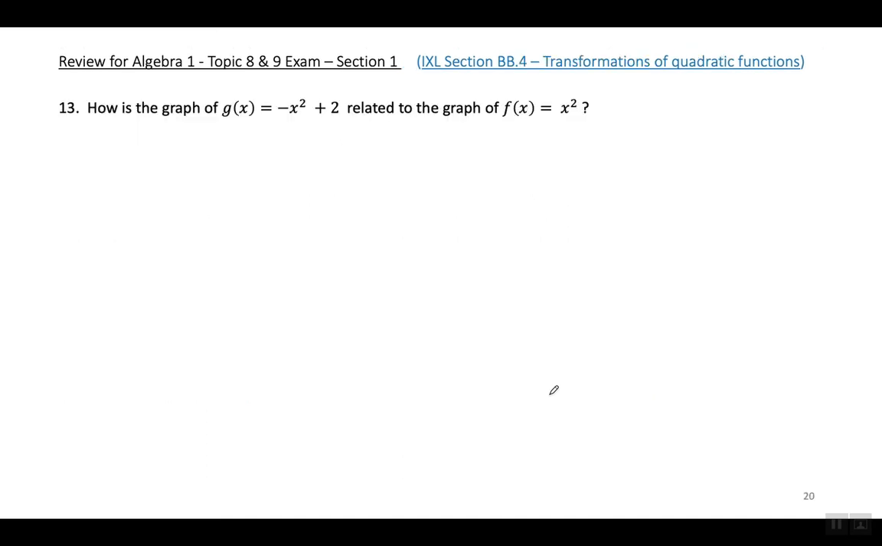Next question. Number 13. Okay, number 13, we did an IXL on that. BB4, transformations of quadratic functions. The question is, how is the graph of g of x equals negative x squared plus 2 related to the graph of f of x equals x squared? Remember that I've gone over this and I said this is the parent function. If you add a number to it, it moves it up or down, and that's what this is doing. It's moving it 2 units up. And if you put a negative sign here, it's reflecting it over the x-axis.